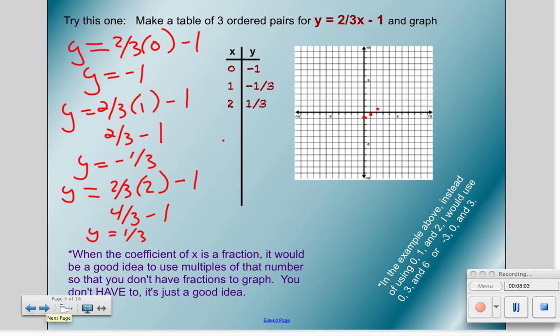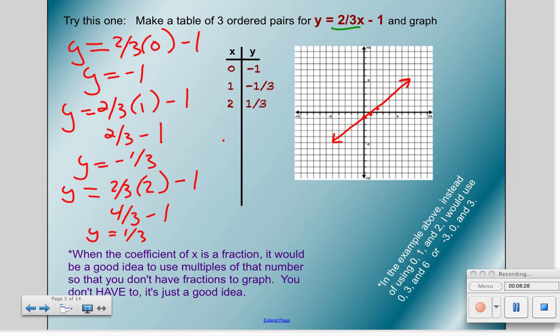I'm just approximating. Now, unfortunately, I don't have a straight edge right here. So I'm going to try to be pretty good with my graph. So that would be my line. I found 3 points. Even though they were fractions, I just estimated where they would be, and I draw a line through them. Okay?